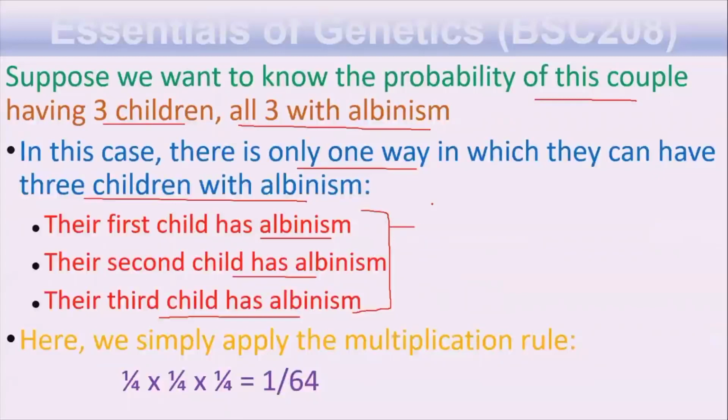probability of each event is 1 by 4. Every time you have 1 by 4, 1 by 4, and 1 by 4. So we simply multiply these three independent events and we get 1 by 64, and this 1 by 64 is the probability that their three children will be with albinism. So this is very easy and simple situation.